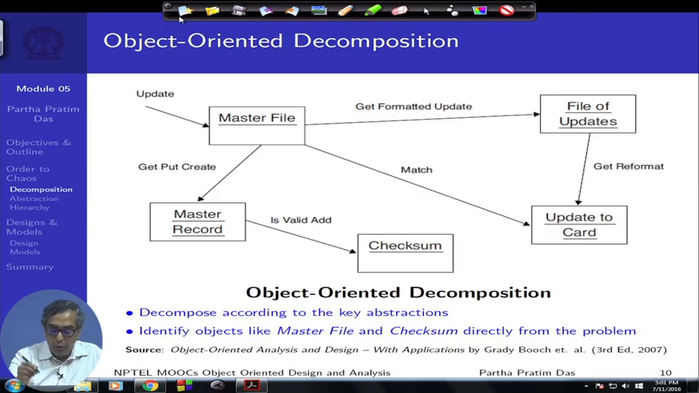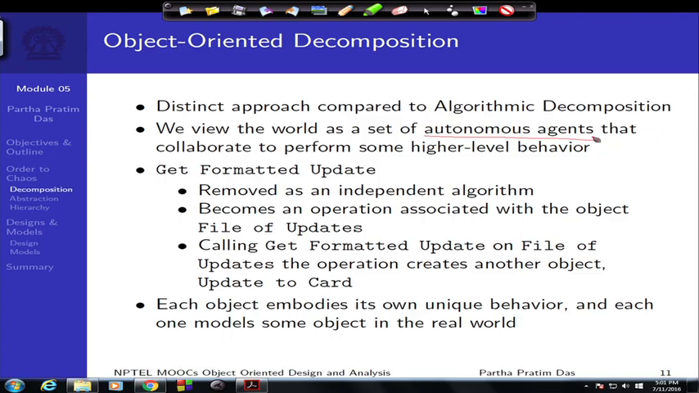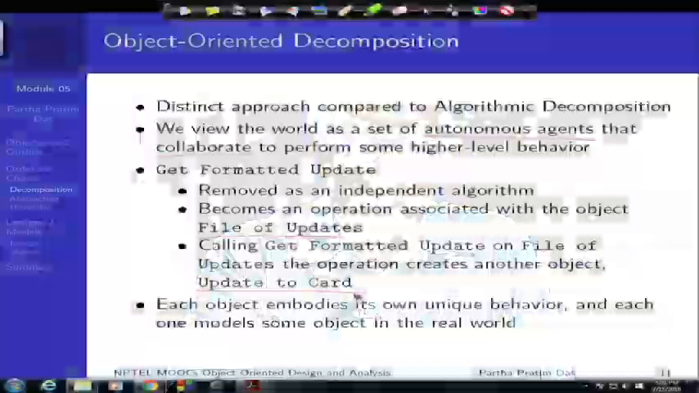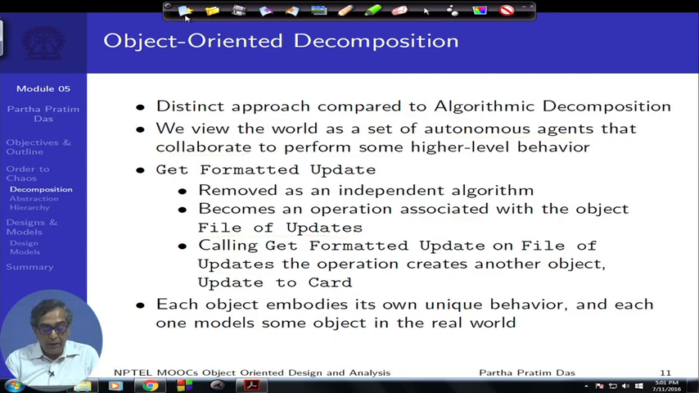So, the way the whole thing is modeled, the way the whole thing is now being decomposed and represented, is very different, and all is in terms of this concept of autonomous agents, which are now this particular file of update object and update to card object. These are collaborating to actually achieve the functionality that earlier we had represented in terms of a complete task subtask decomposition for the algorithmic approach. So, every object has its own unique behavior and each one models something in the real world.